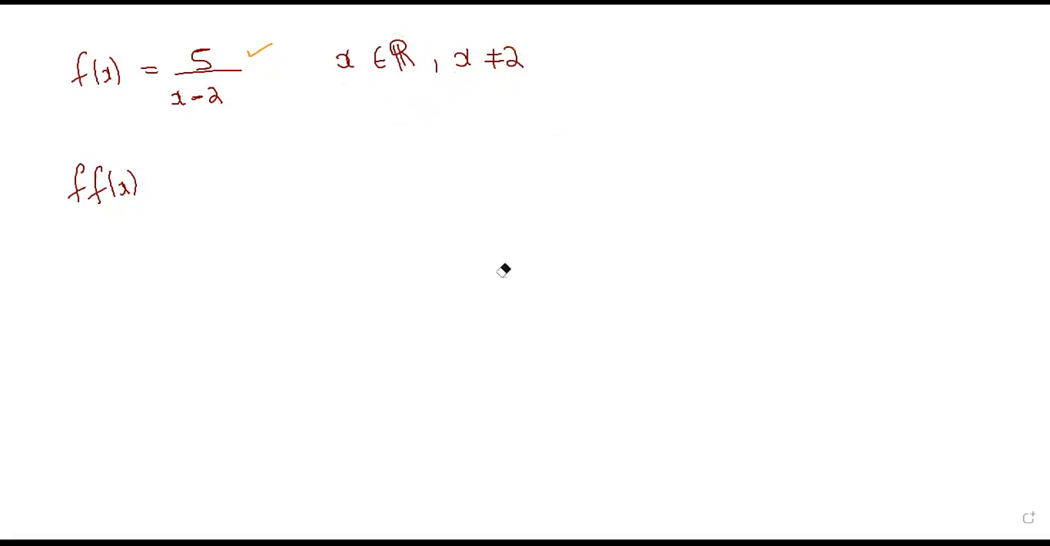If not, we can discuss that at the end. For now, let's just find f of f of x. So we need to find f of f of x basically, and what is it going to be?